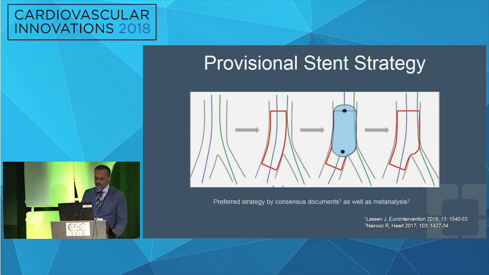So multiple consensus documents, multiple meta-analyses all suggest that the provisional stent strategy, if feasible, is the way to go. And the idea here is to deploy a stent that's sized towards the main branch and then perform proximal optimization in order to optimize the strut apposition and the stent expansion proximally, and ultimately to do it in a way that you don't compromise the carina and cause side branch closure. And so we'll talk about some of the techniques that are employed to try to do that.